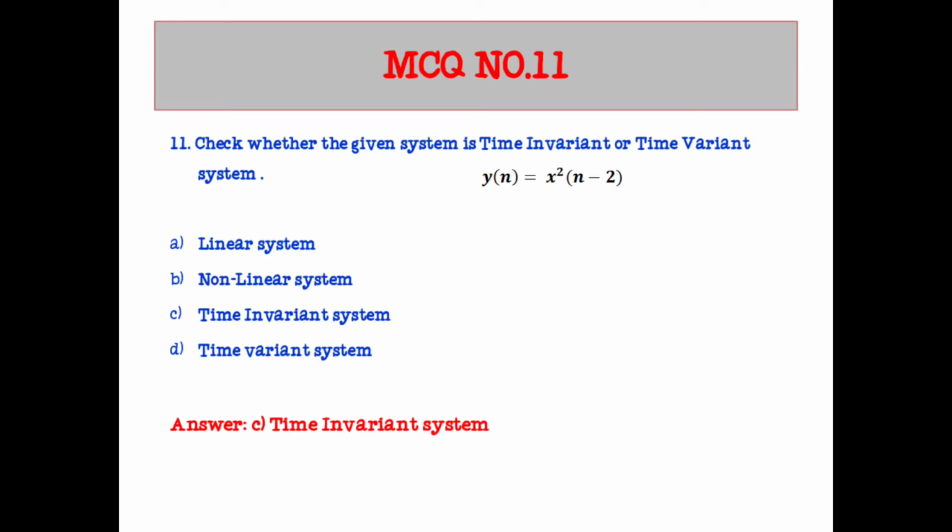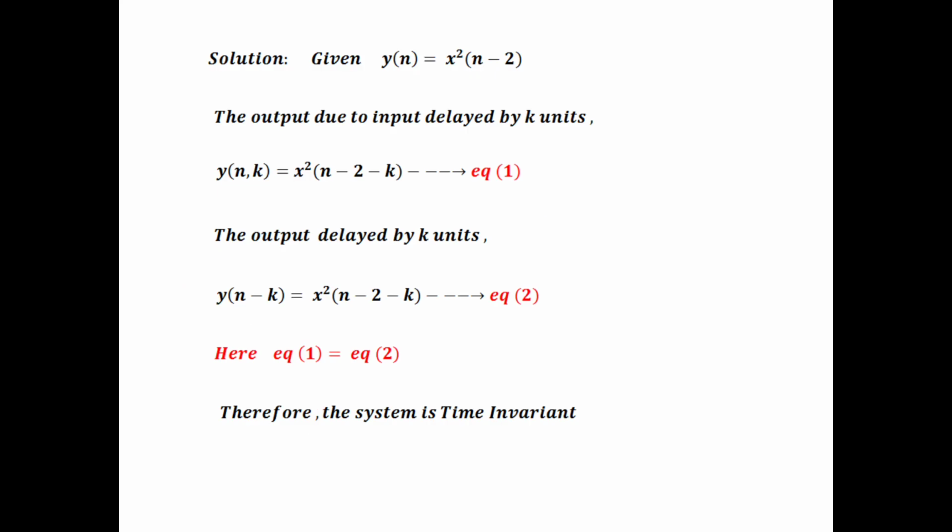I hope you understand the problems. Let us see some more problems so that you can understand clearly. Y of n equals x square of n minus 2. Check whether the given system is time variant or time invariant.